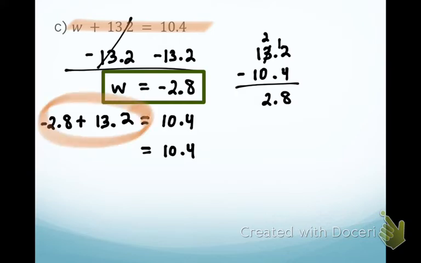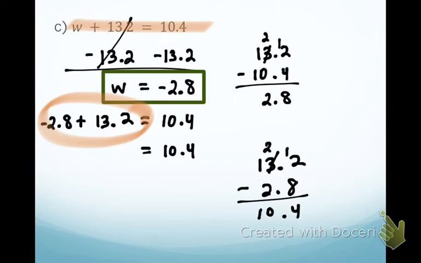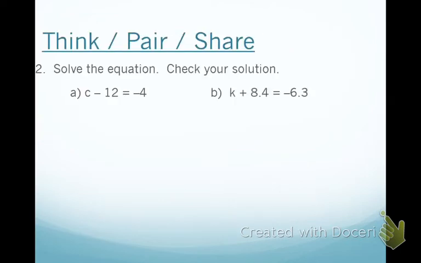Same sign or different sign, class? Different sign, so we're going to subtract them. 13.2 minus 2.8. When I do that, I get 10.4. Is that what I wanted it to be? Yes, it did check out. Give yourself a mini check mark. Any questions on that? Okay, I want you guys to do the think, pair, share.